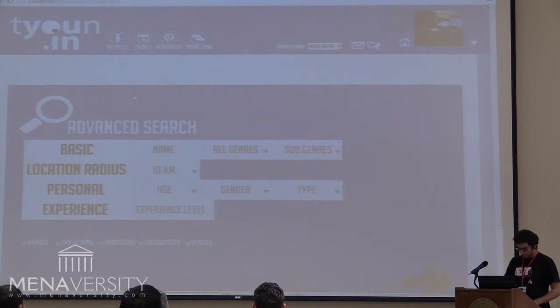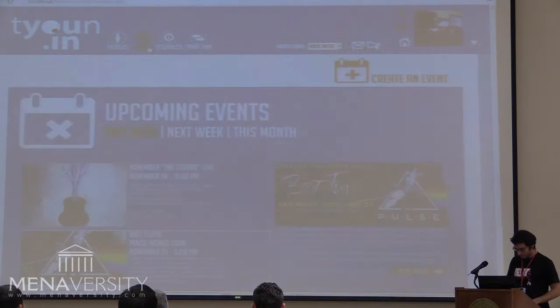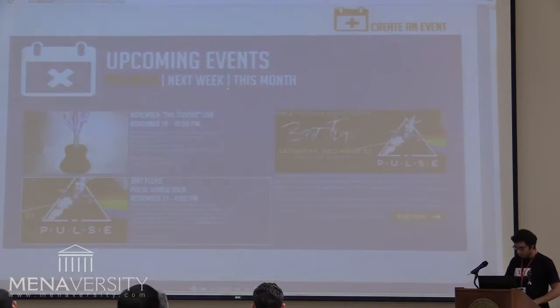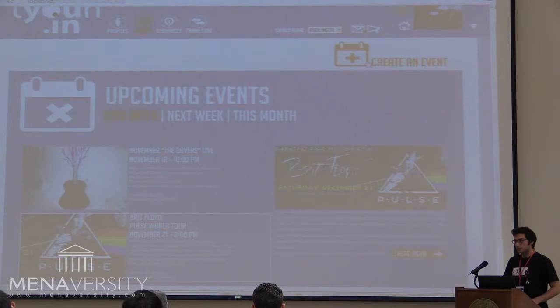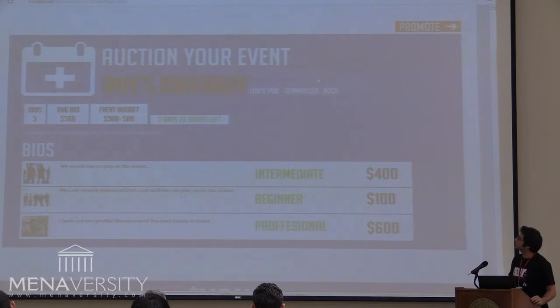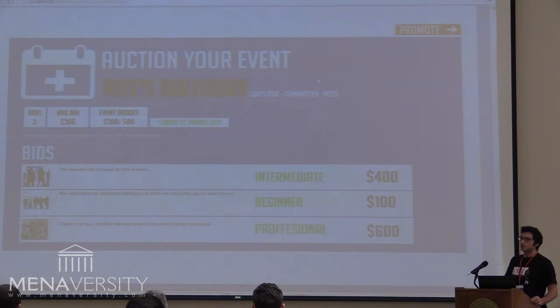If you go back to the events page, this is the events section. Most websites offer event creation, but it's very basic. Here we have like an auction system. You can set a date where you want to do the event, and bands can bid if they want to play on that day or not. And you can decide which band you like the most and based on their budget.